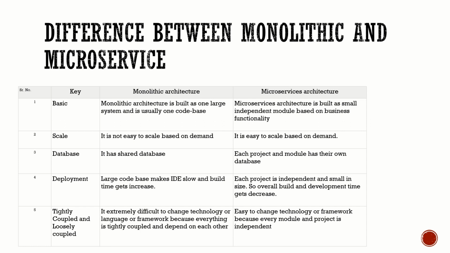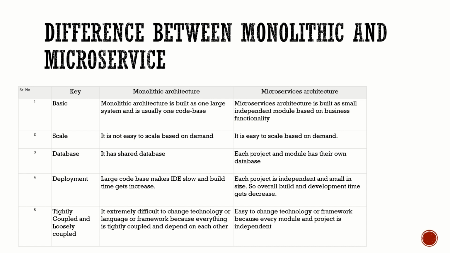Coming to the microservices approach, if there is a monolithic project, then we can chop down that project into small services, and those small services are independent modules and they can communicate with each other also. So this type of developing the project is called microservice architecture. So microservice architecture is built as small independent modules based upon the business functionality. Coming to the scalability, for the monolithic, it is not easy to scale based upon the demand, but it is easy to scale based upon the demand for the microservice architecture.